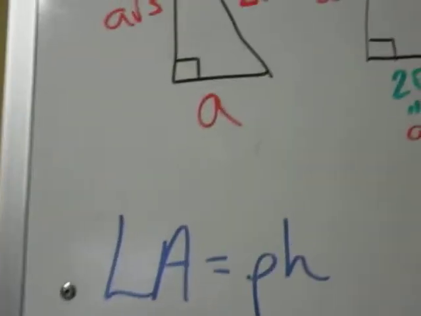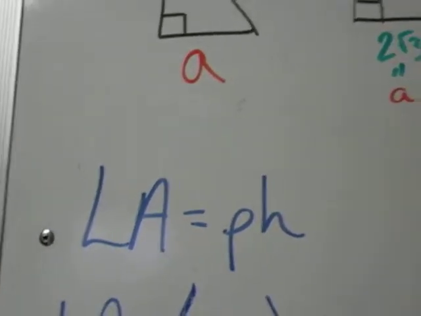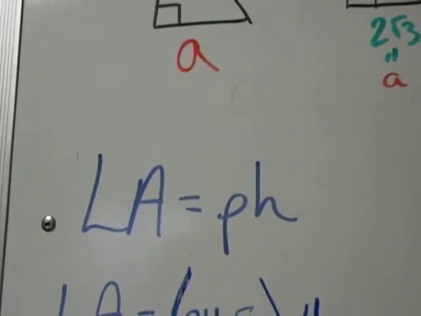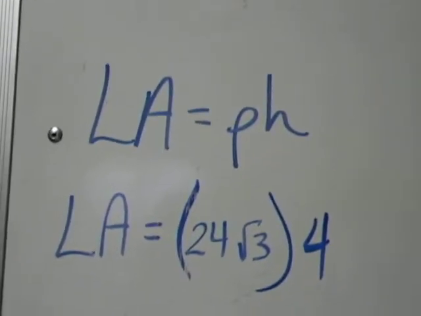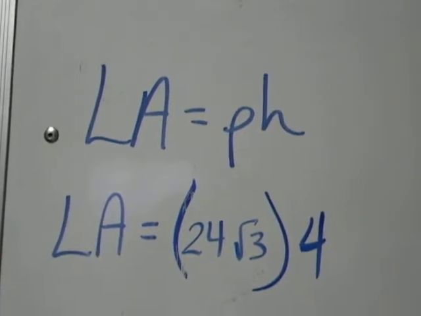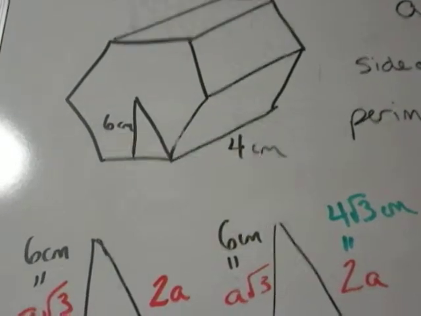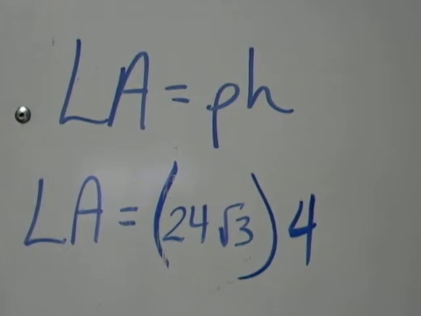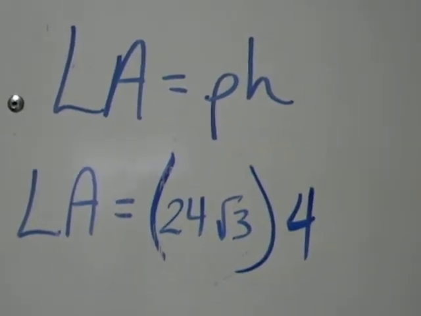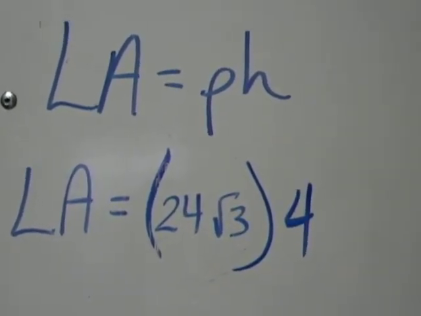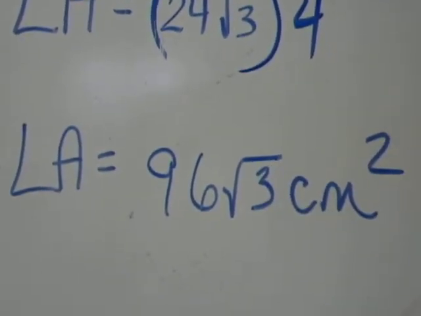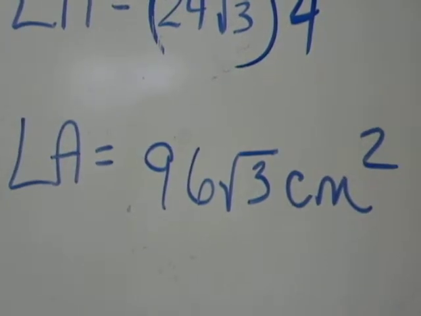Lateral area formula. The lateral area formula is the perimeter of the hexagon multiplied by the height of the overall prism. We figured out that the perimeter was 24 radical 3, and the height of the prism was given as 4 centimeters. Again, I'm going for exact answers, so I'm going to leave the radical 3 alone. 4 times 4 is 16, carry the 1. 4 times 2 is 8, plus 1 is 9. 96 radical 3 centimeters squared is my lateral area.